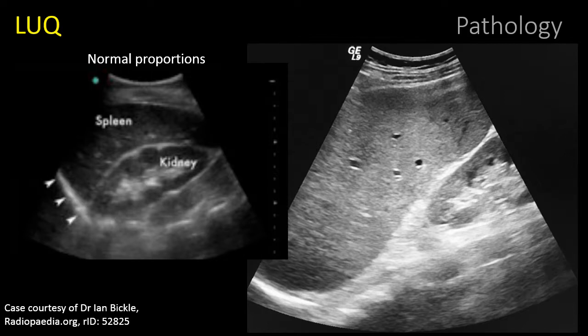And for comparison, here's a normal-sized spleen relative to the kidney. So as you perform these exams, you can get used to the normal textures of the organs and the normal proportions of the organs one to another. And so if you were to look at this person's spleen without having any prior knowledge of their past history, you could say, maybe there's something going on here, that their spleen is so enlarged.